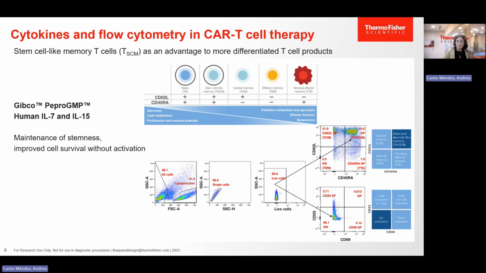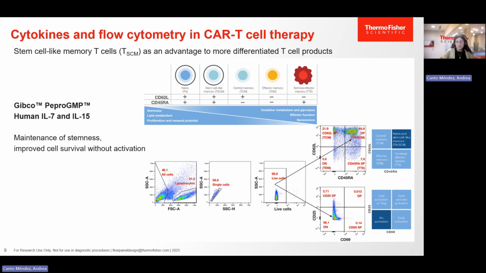Cytokines are also very important in generating this type of CAR T cell therapy, and today we wanted to bring an example of the role of cytokines in generating stem cell-like memory T cells. So these T cells resemble more naive T cells rather than fully differentiated T cells. As you can see in the slide, they express both CD62L and CD45RA as the naive T cells too. And they have more stem cell-like properties, more self-renewal potential, and more proliferation potential.